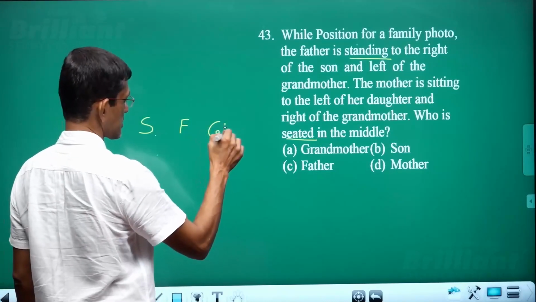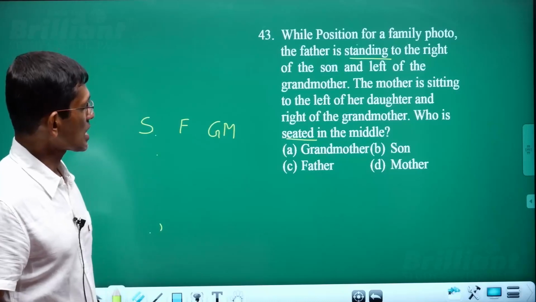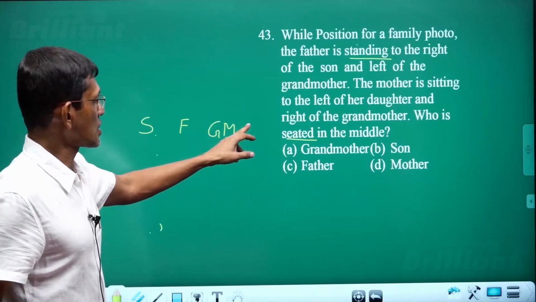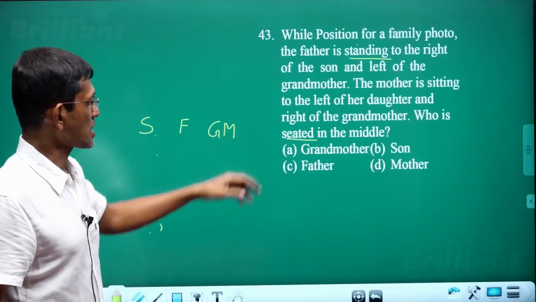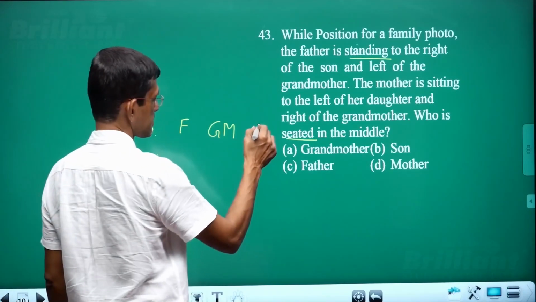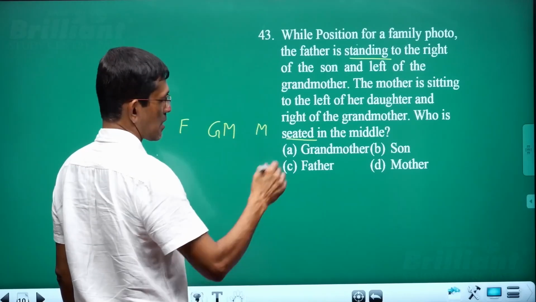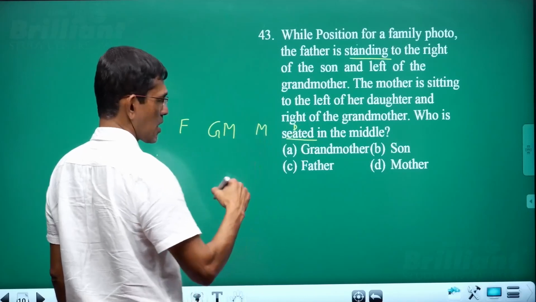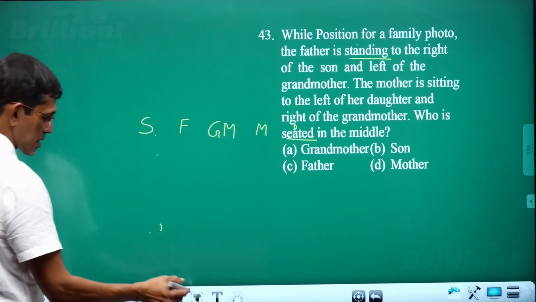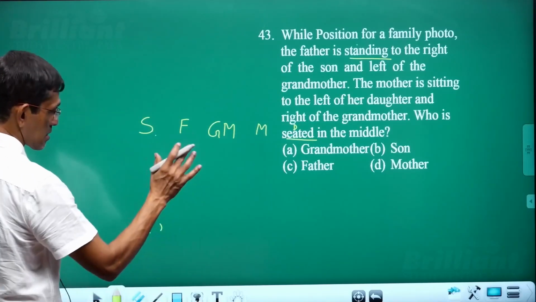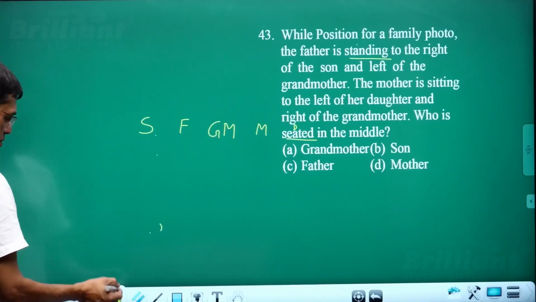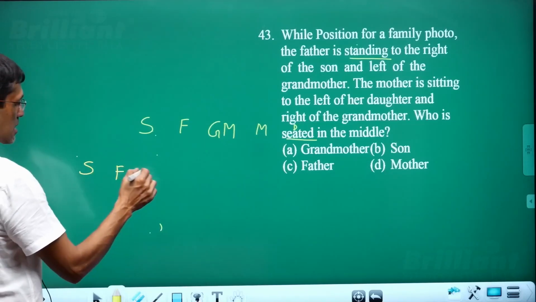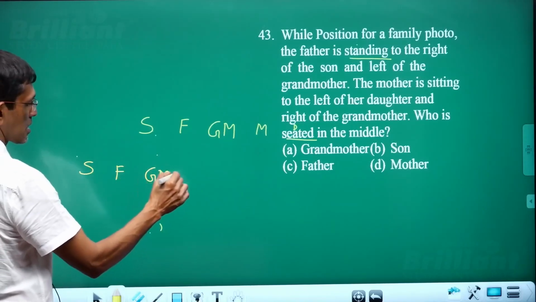So grandmother is here. The mother is sitting to the left of the daughter and the right of the grandmother. So mother is here. Her mother is what? Left of the daughter. Left of her daughter. Her daughter is here. So, without making the arrangement congested, we can just mark it here. Let's say son is here, father is here, grandmother is here.